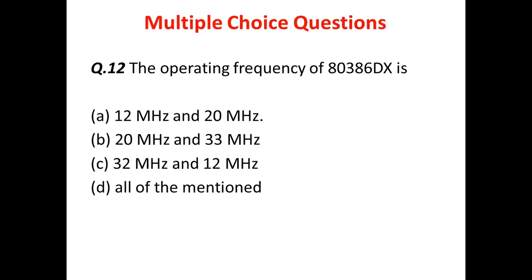The question is: the operating frequency of 80386 DX is? What is the operating frequency of the 80386 DX? Option A is 12 megahertz and 20 megahertz. Option B is 20 megahertz and 33 megahertz. Option C is 32 megahertz and 12 megahertz. And option D is all of the above.